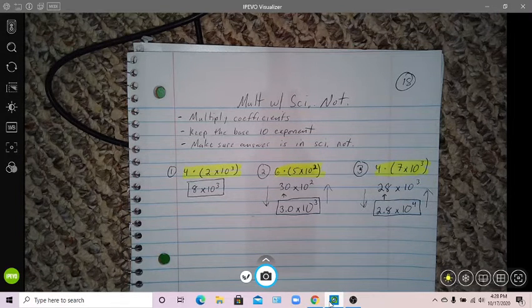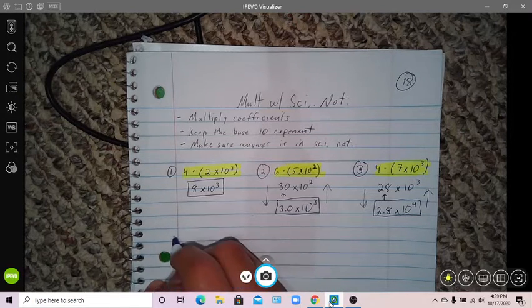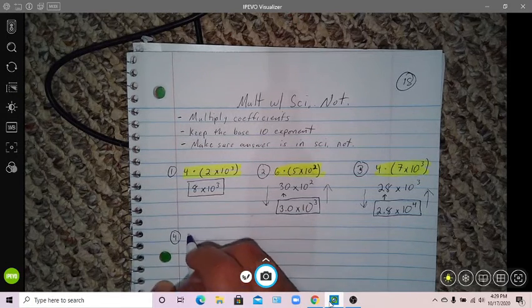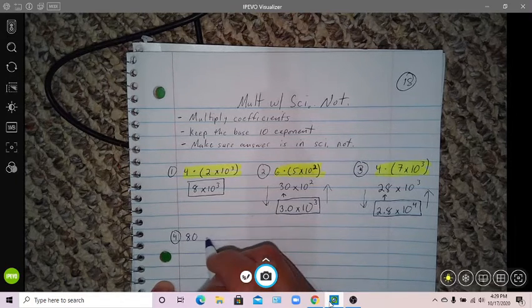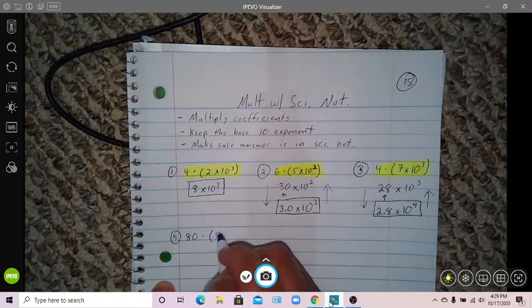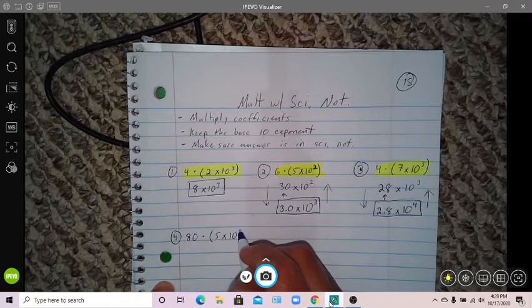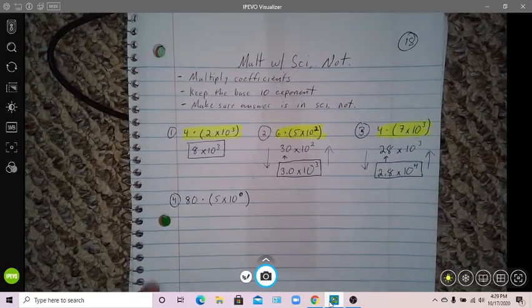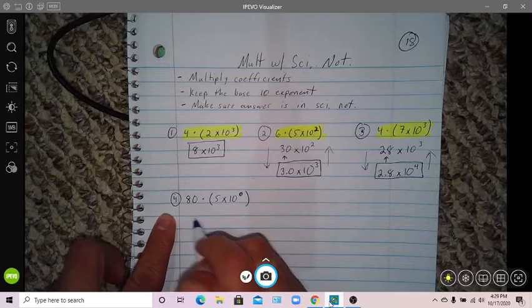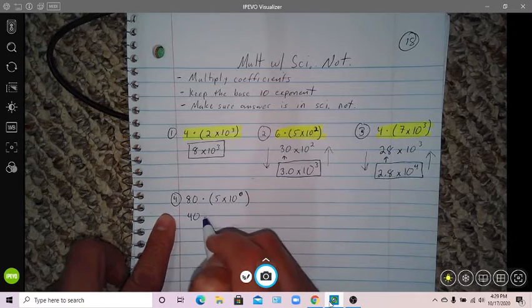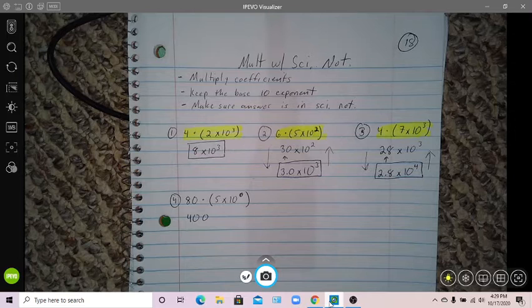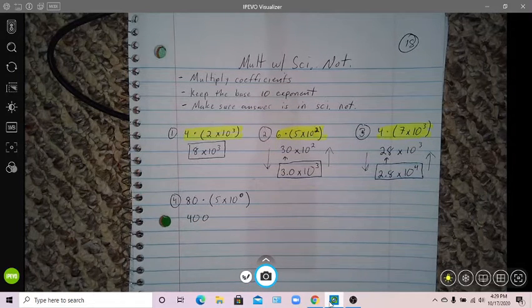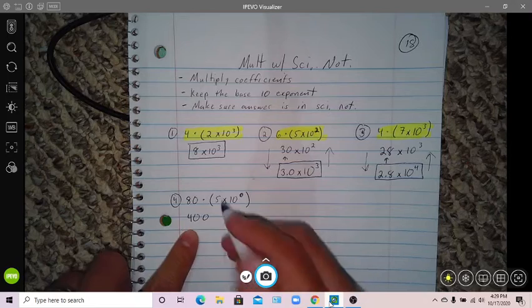All right, let's do another one. Let's do number 4. Let's do 80 times 5 times 10 to the 0. So that's a 0 there. Okay, so we have to do 80 times 5. You can use Desmos if you want. But 80 times 5, basically 5 times 8 is 40, then I have this extra 0, 400. Again, you can use the Desmos calculator if you want. 80 times 5 is 400. I'm going to keep the times 10 to the 0.